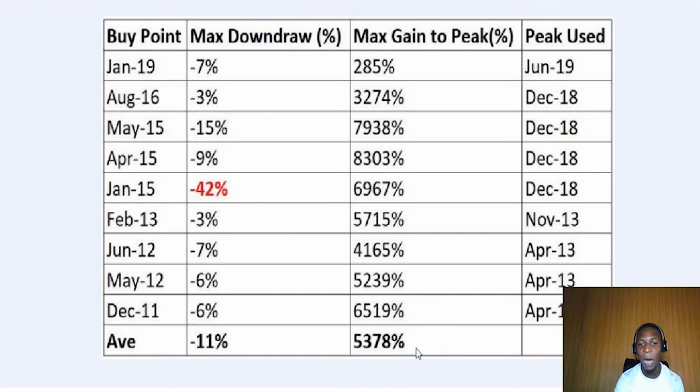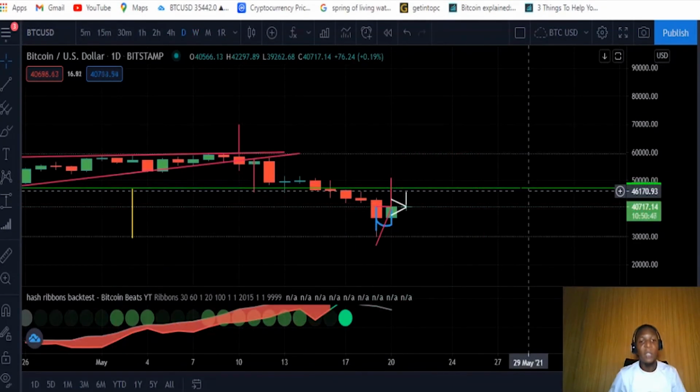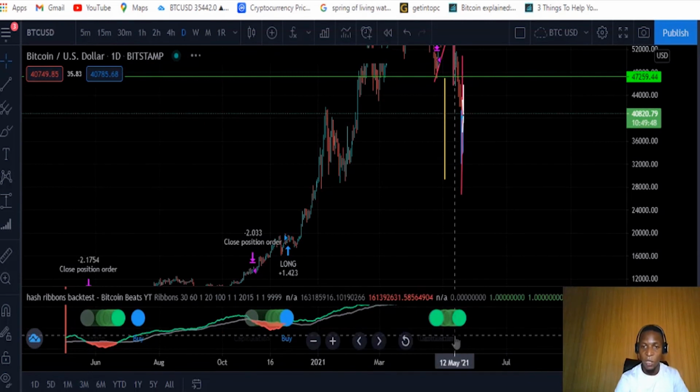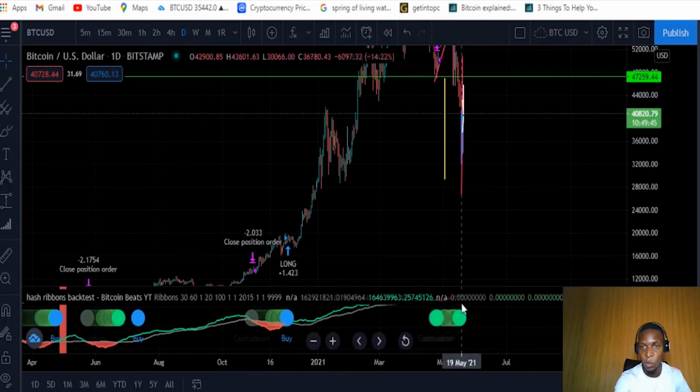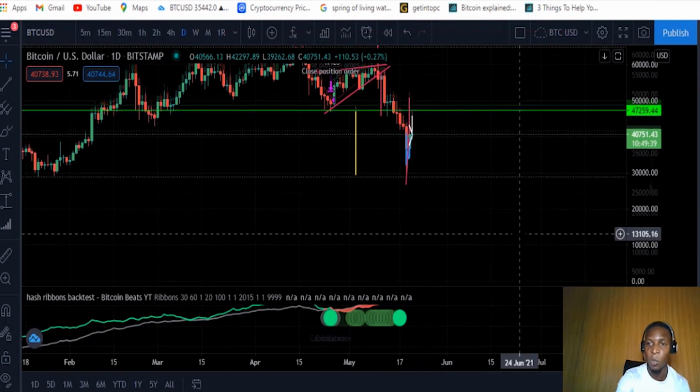We have an average of around 5,000% pump after the indicator. That is the maximum gain to the peak after the indicator. So having a 5,000% pump after the indicator, don't forget that is the average. Historically, this hash ribbon has been a great signal for people to buy the dip, especially for long term orders, and it is occurring presently. This is a great opportunity because the buying signal is showing up now. So it's a great time for us to buy and key into this opportunity.